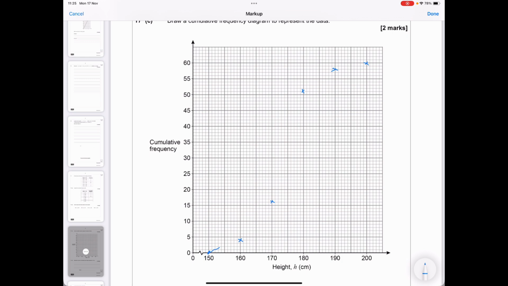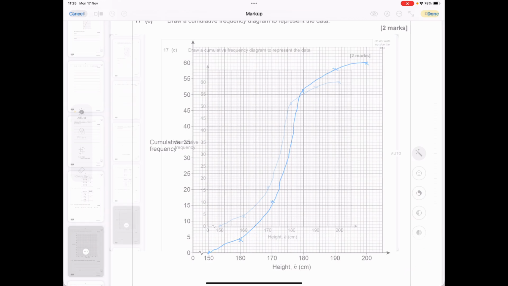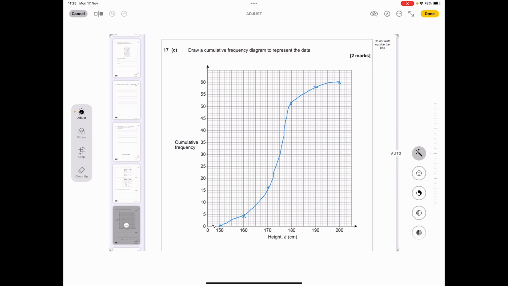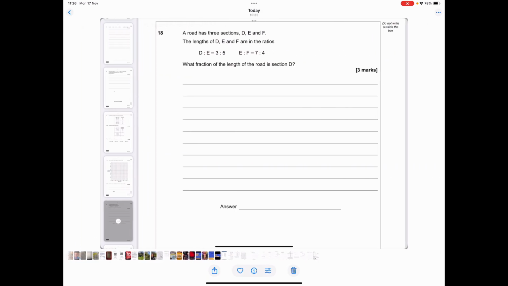So now you have to do a nice smooth version, it's not beautiful, but it's kind of there. And now I suspect I'm going to have to answer a question about it. No, I don't. So that's quite useful.